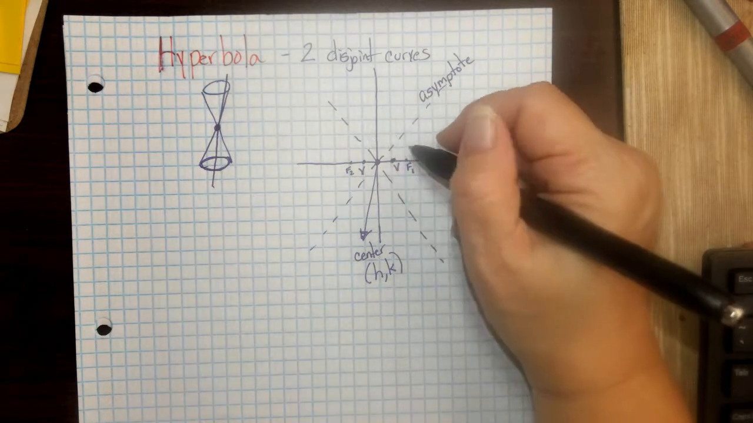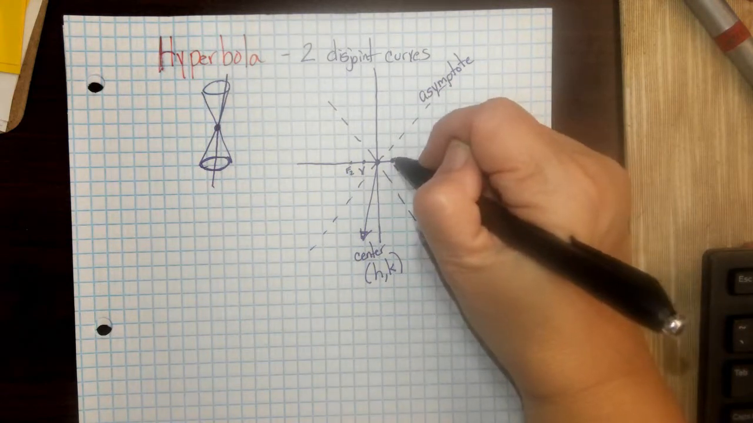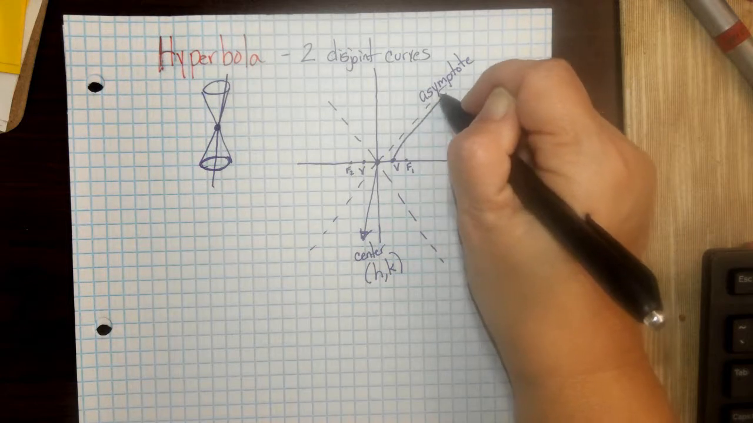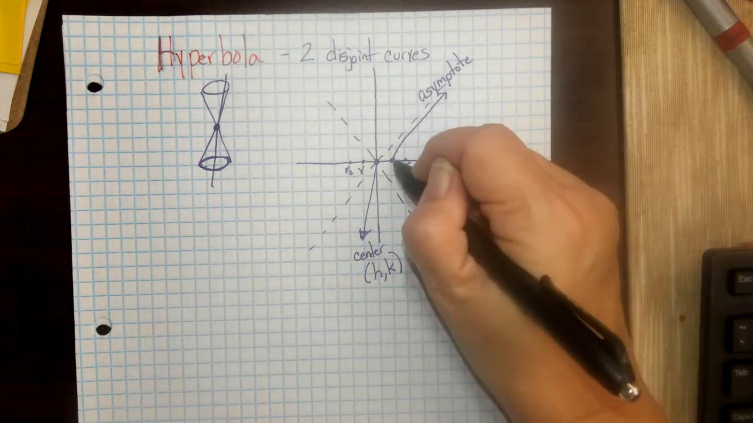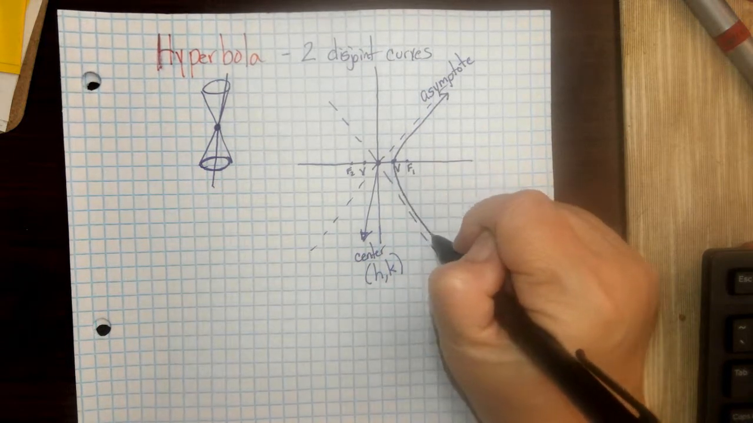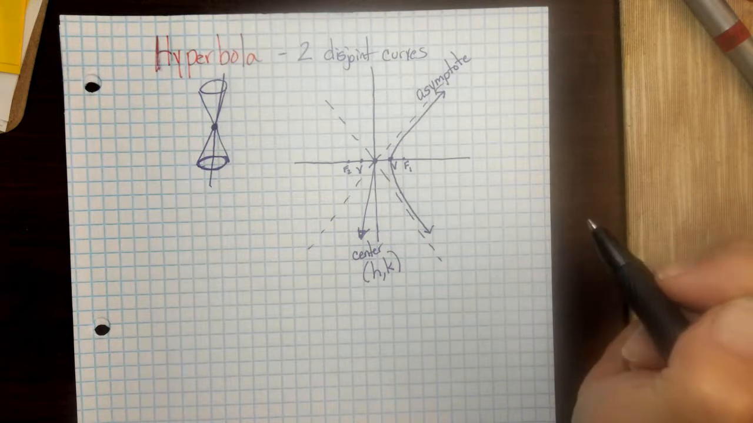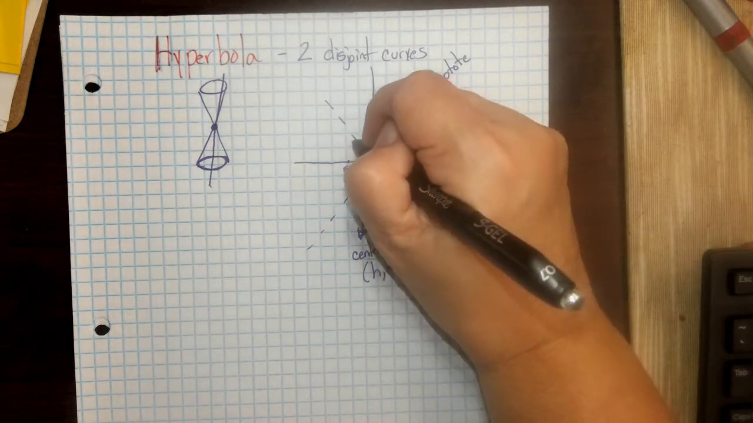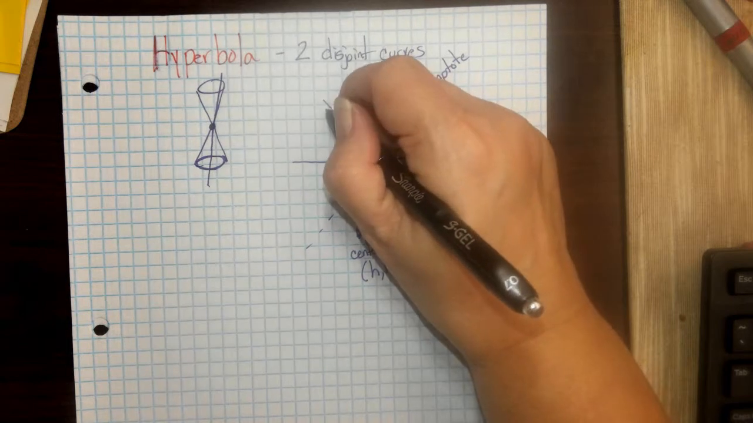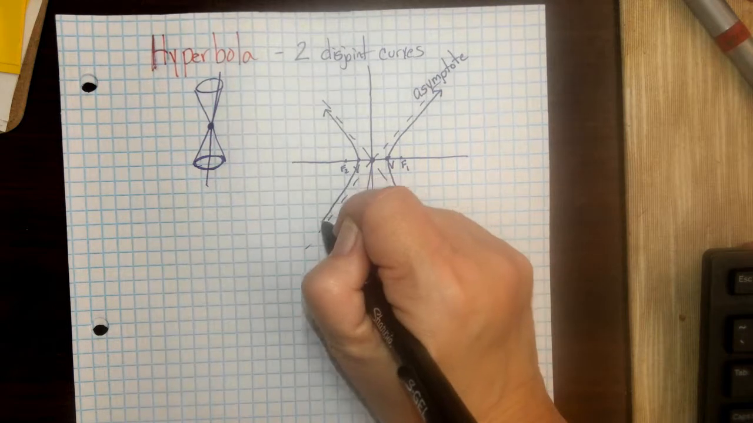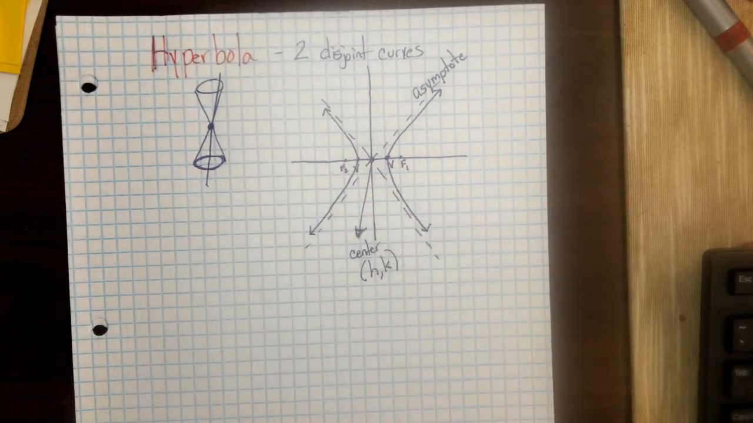So your hyperbola curves towards your asymptote, getting closer and closer but doesn't touch. And then over here it curves towards your asymptote and gets closer and closer but doesn't touch. And then on the other side, same thing, we curve towards the asymptote but don't touch it. And then curve towards this asymptote but don't touch it.